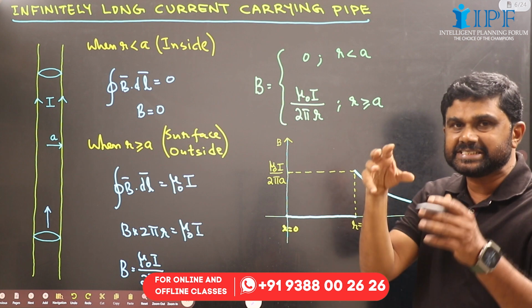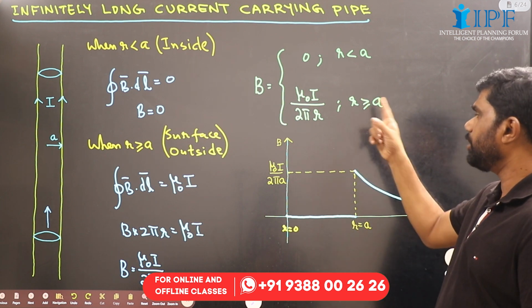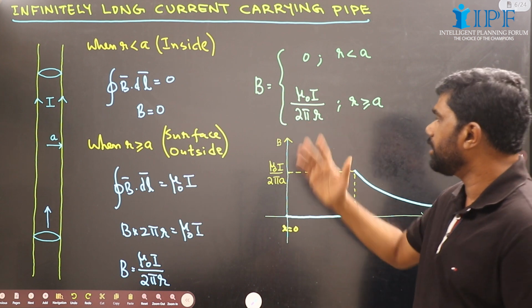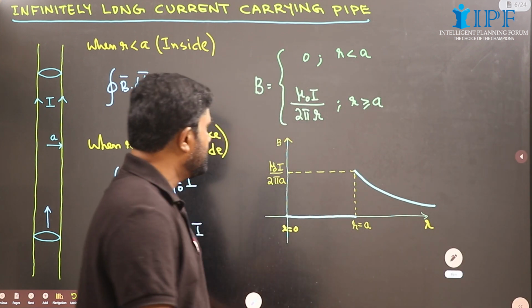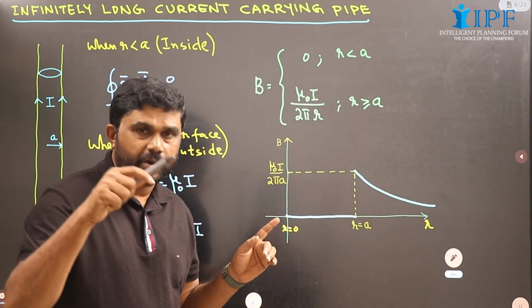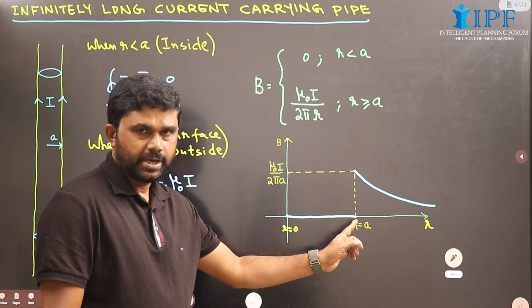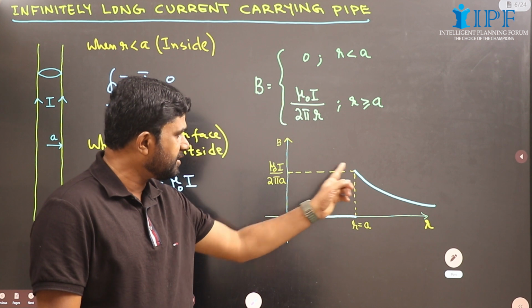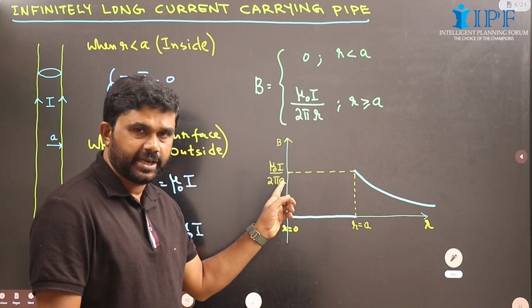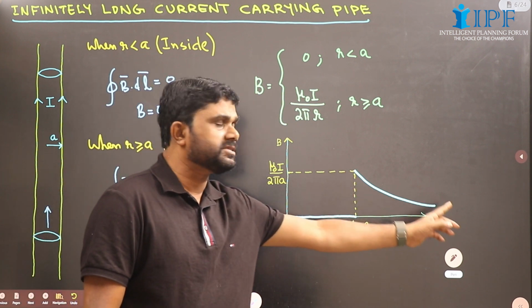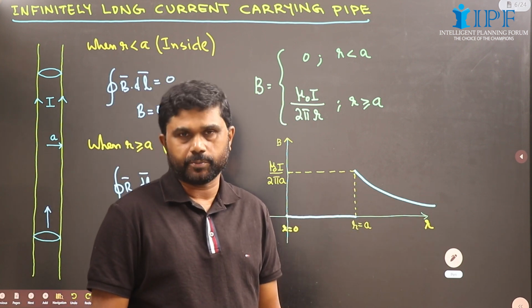Less than a means inside the pipe, and greater than or equal to a means on the surface or outside. Here also, if we plot the graph, the magnetic field is 0 from the axis up to the surface, and on the surface the magnetic field intensity is μ0 I by 2πa. Beyond the surface, it varies as a rectangular hyperbola.